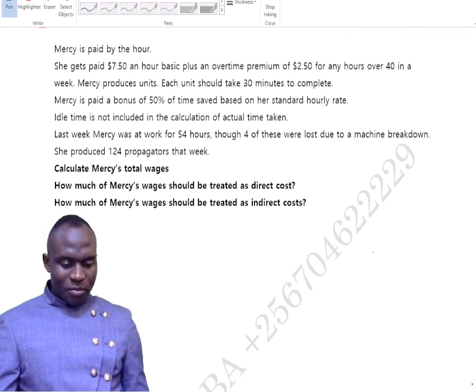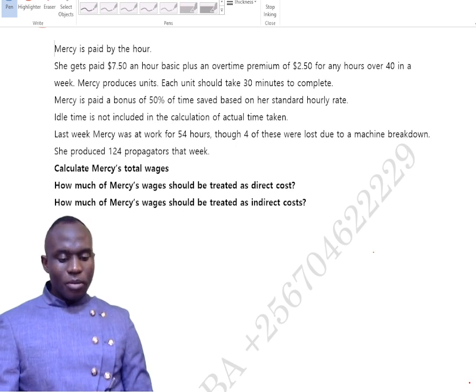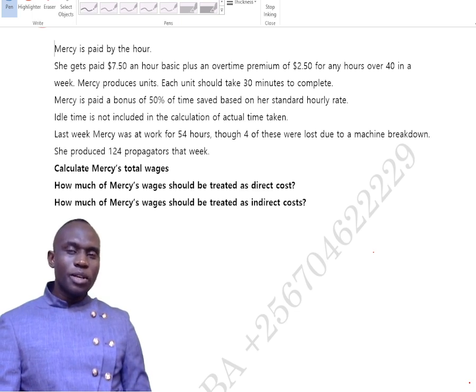Now the question is, Marcia is paid per hour. She gets paid $7.5 as the basic payment. Then overtime is paid at a premium of 2.5 for any hours worked beyond 40 hours. Then she's producing units, and each unit takes 30 minutes to produce, but she's also paid a bonus of 50% of the time saved of her standard hourly rate. Then idle time is not included in the calculation of the actual time taken.